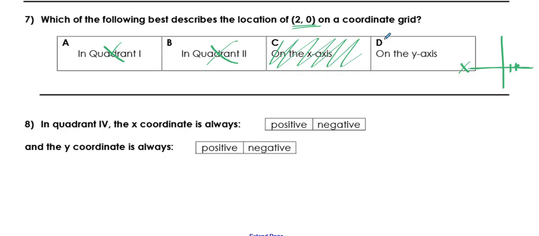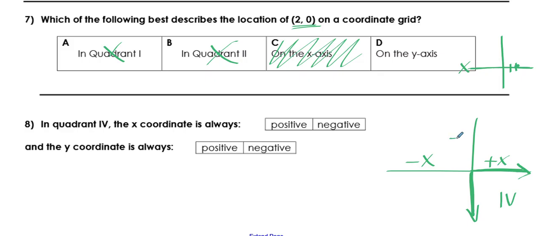In quadrant 4, the x-coordinate is always, so I'm talking about quadrant 4. This is quadrant 4. The x-coordinate in that direction is positive, and the y-coordinate is negative. These are all the positive x values. These are all the negative x values. These are the positive y values. These are the negative y values. So it's a negative y value and a positive x value.